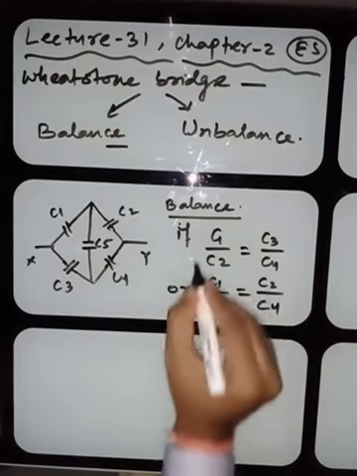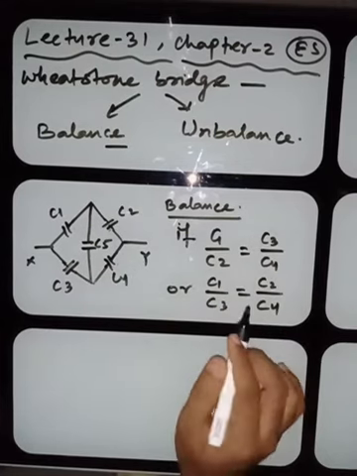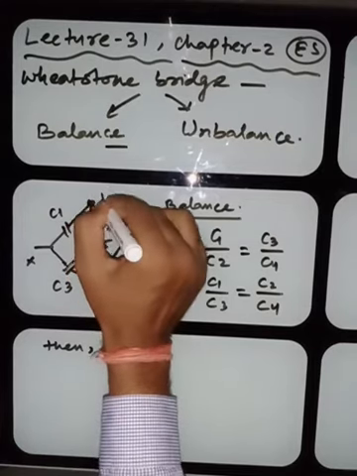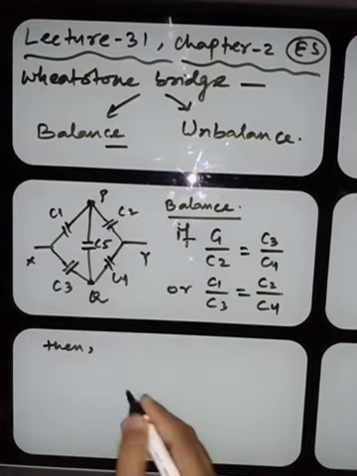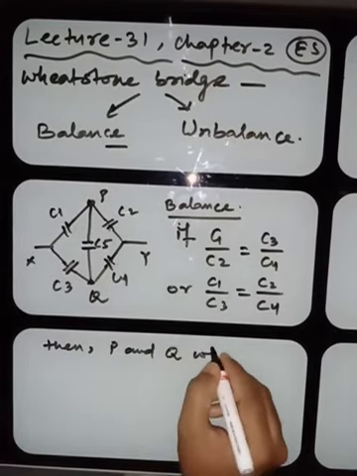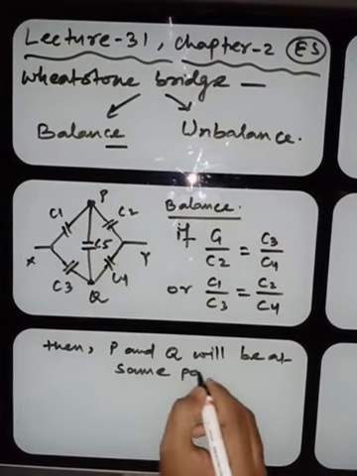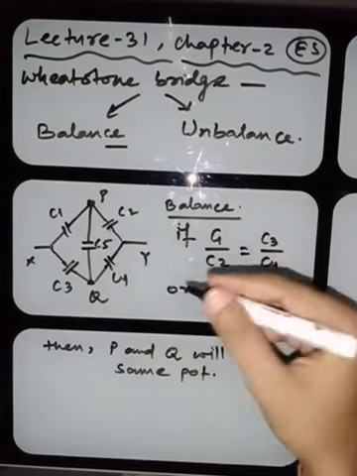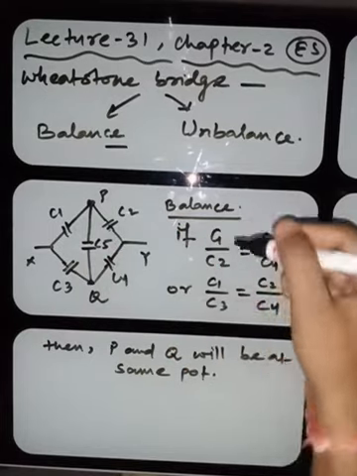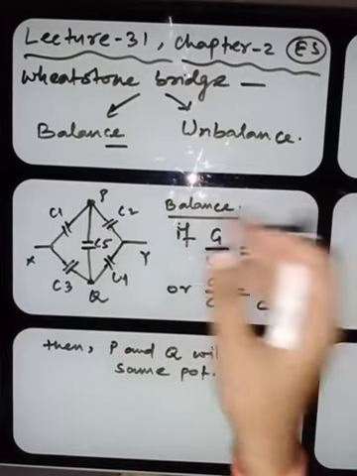Remember, this is the condition. If it possesses such a condition, then these two points, P and Q, will be at the same potential. Remember, at the same potential. What does it mean? If P and Q are at the same potential, it means there will be no flow of charge through C5, and then C5 can be vanished, taken out from the circuit.